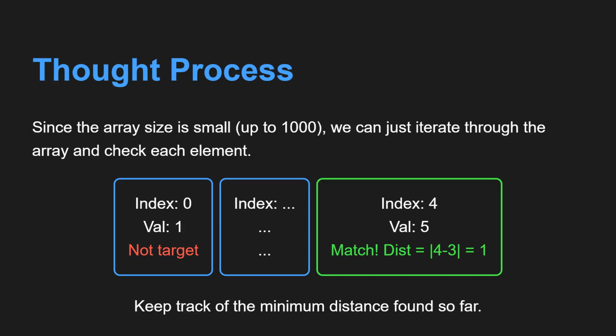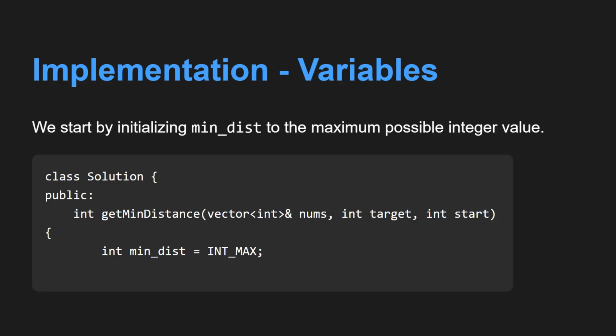We will iterate through all elements. Whenever we find the target, we calculate the absolute difference between its index and the start index, updating our minimum distance if it's smaller. Let's look at the implementation.